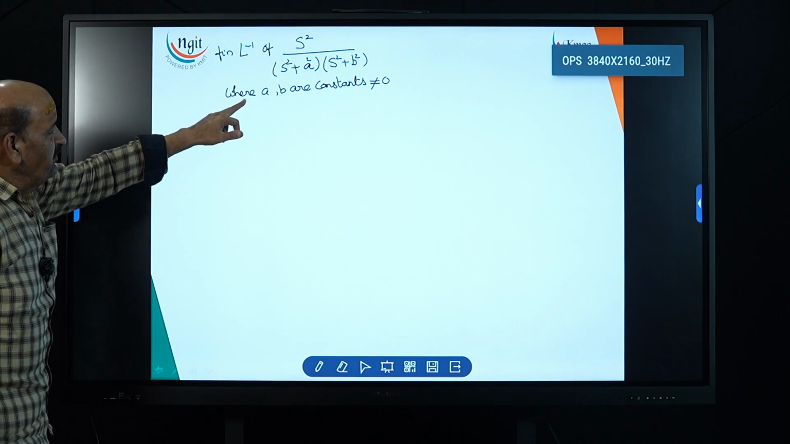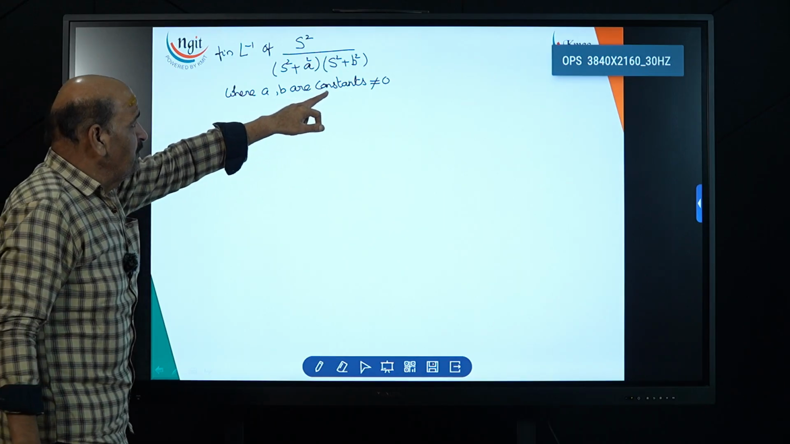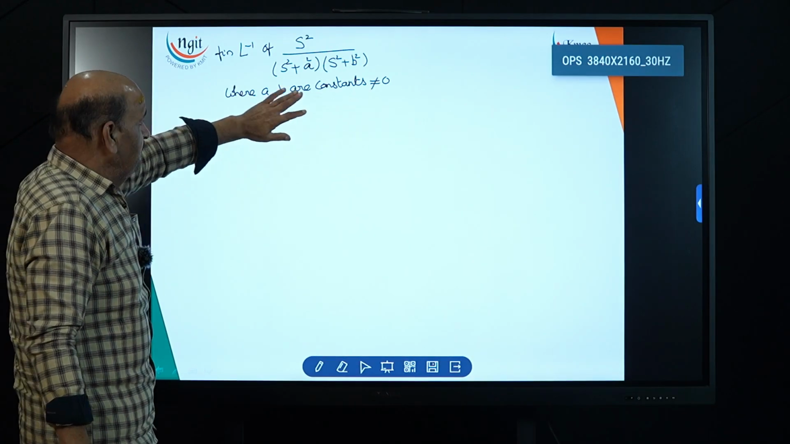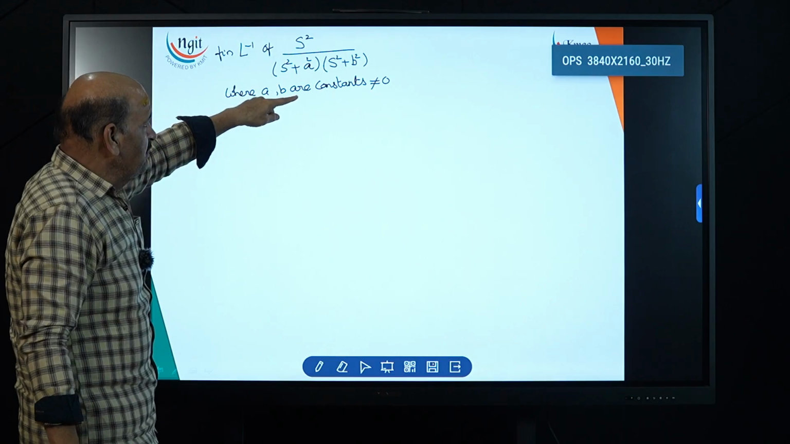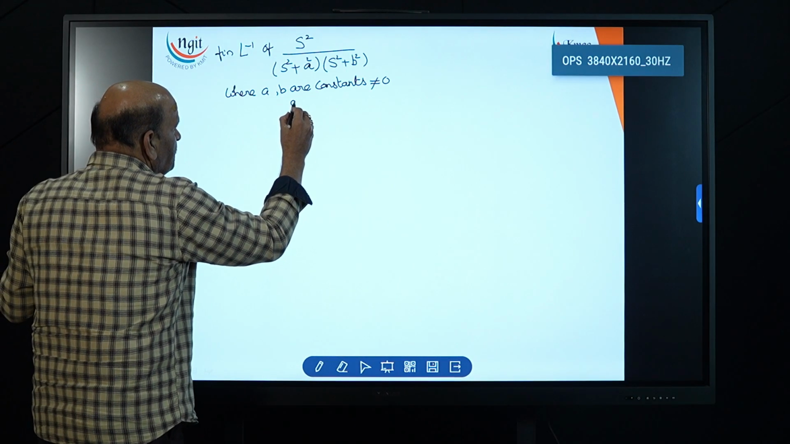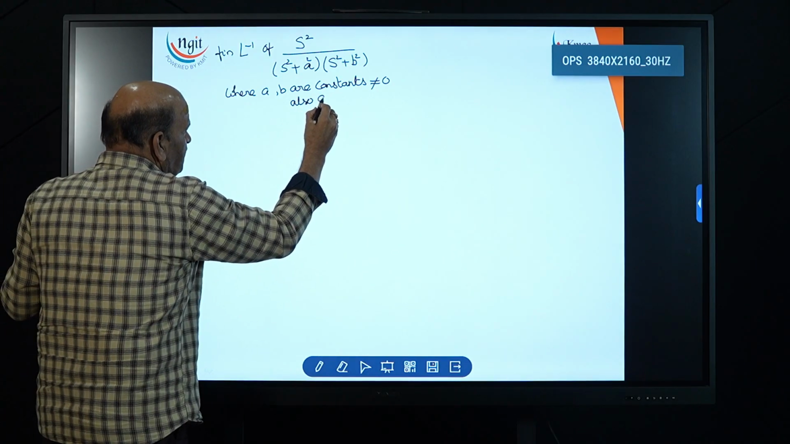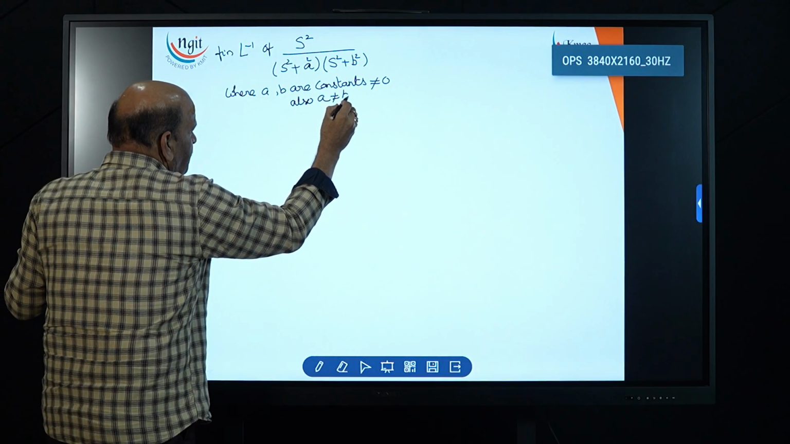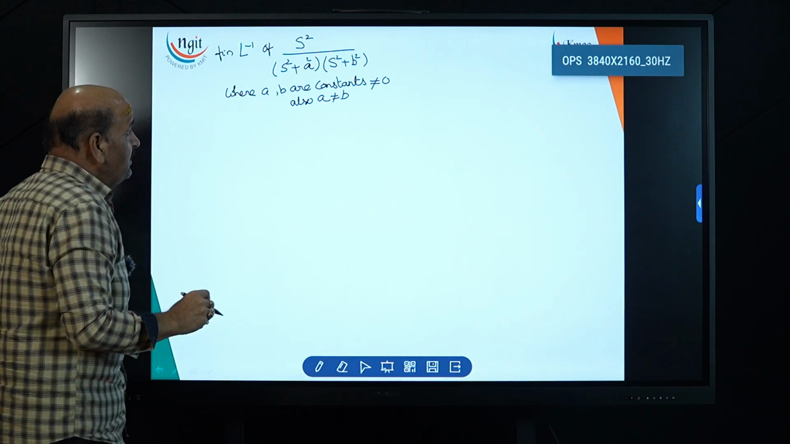Actually, this sentence was not given in the OE examination paper. It should be given where a, b are constants not equal to 0, and also a is not equal to b. It should be given. Okay, leave it.